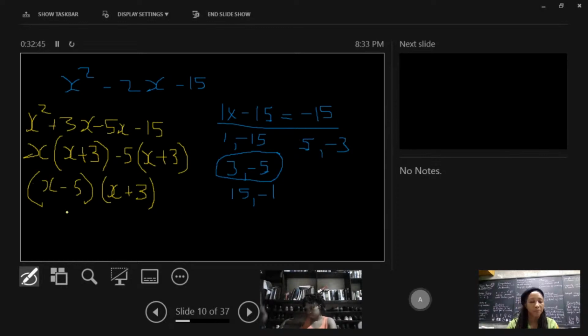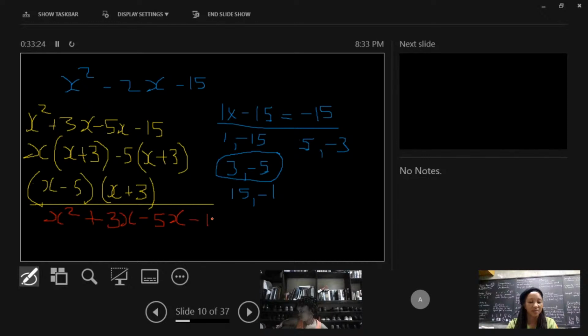Oh, we can check it. All right, so let's check. Let me use another ink to check. So we're going to expand using the distributive law. So that would be x multiplied by x, x multiplied by 3. So x squared plus 3x minus 5x minus 15. Tell me what you're multiplying to get these.